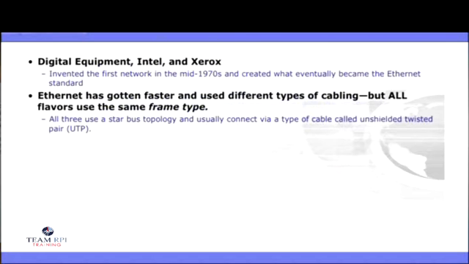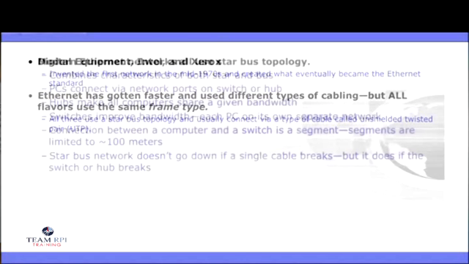So this is where Ethernet comes in. Originally, the Digital Equipment, Intel, and Xerox standard, they invented the first network in the mid-1970s and created what eventually became the Ethernet standard. Ethernet has gotten a lot faster and used in many different cabling types, but all flavors use the same frame. All three types of Ethernet use a star bus topology and usually connect via a cable called an unshielded twisted pair, or UTP.